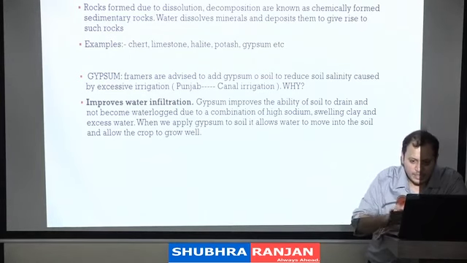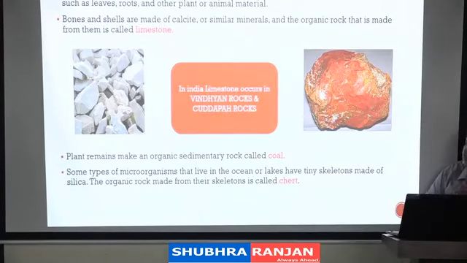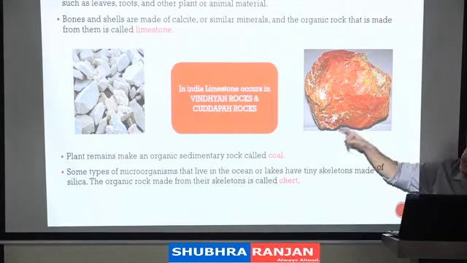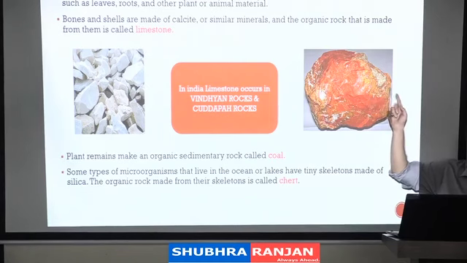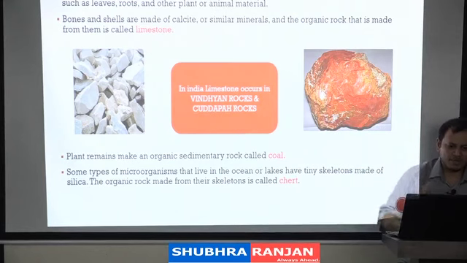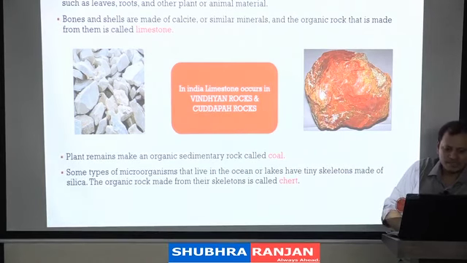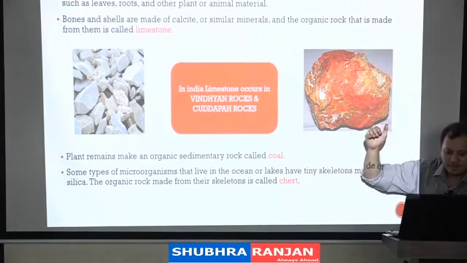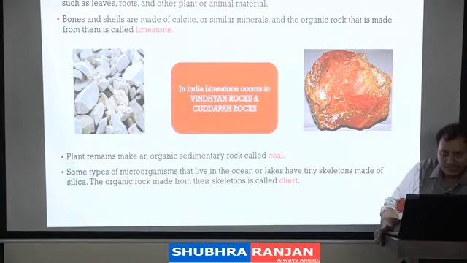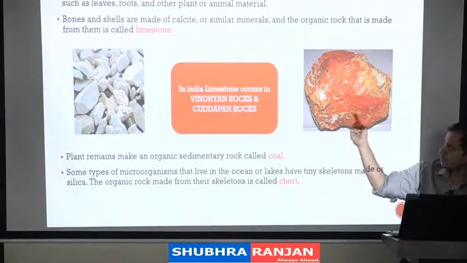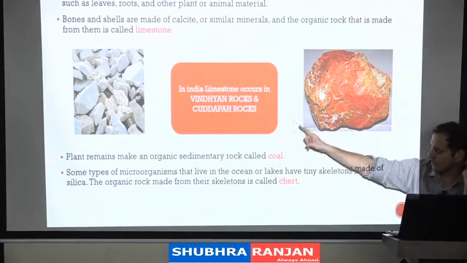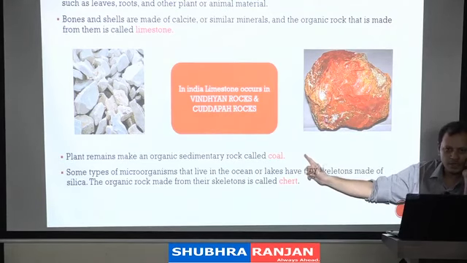Now coming to the organically formed sedimentary rocks. That is an example of limestone. Organically sedimentary rocks are due to the accumulation and lithification of organic debris. Debris means any broken particle. Bones and shells, limestone. But marine microorganisms which are rich in silica will form this rock which we call chert. Coal, you all know. So limestone, chert and coal are the best examples.